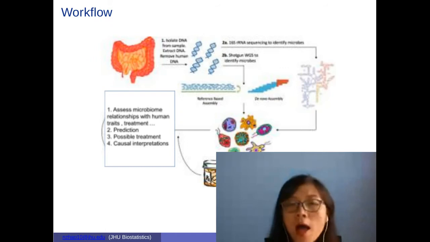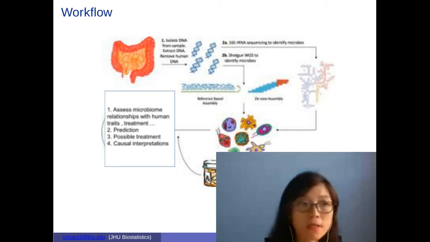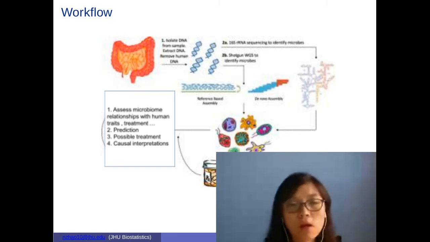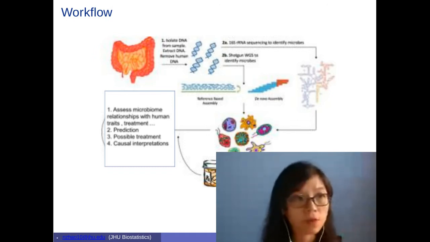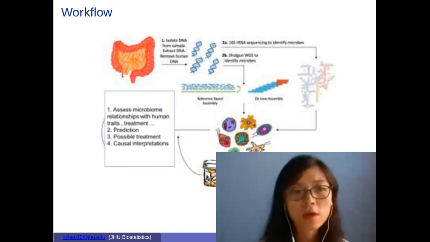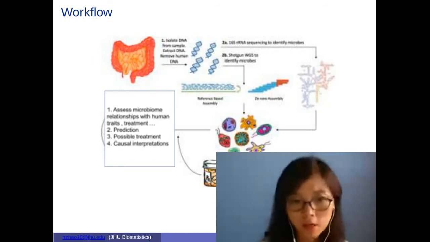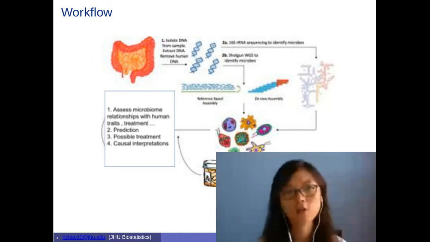But at the end of the day, what we get is a big table where, generally speaking, each of the rows represents a sample, and each of the columns represents a different bacterial species. Then we can use this table, which characterizes the microbiome community in the sample that you collect, to do many things, such as seeing whether the microbiome community is related to human health. Maybe it's important for treatment, or maybe we can use it for prediction.